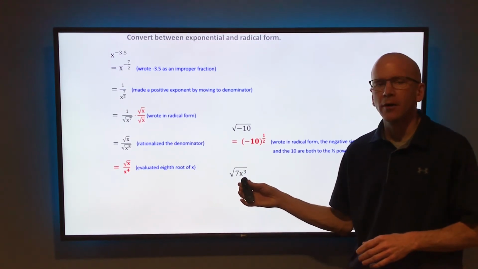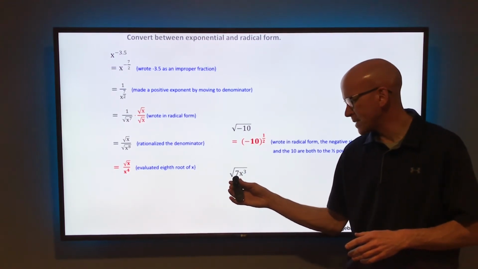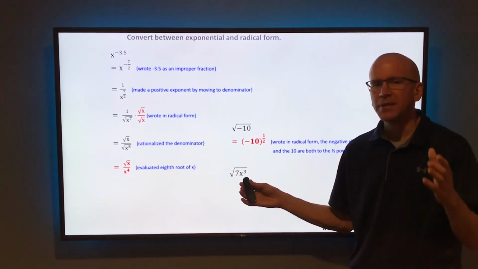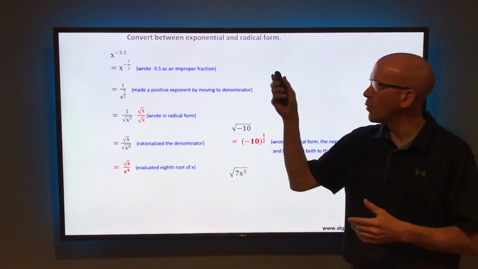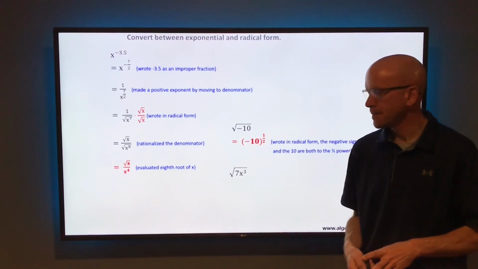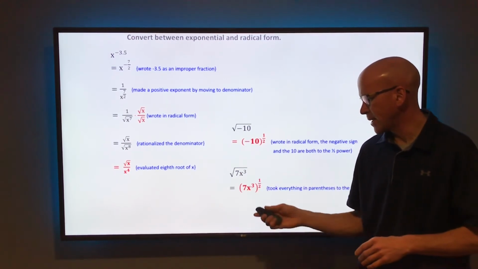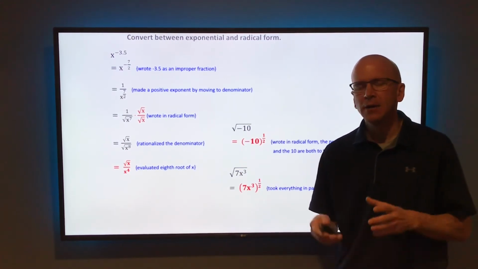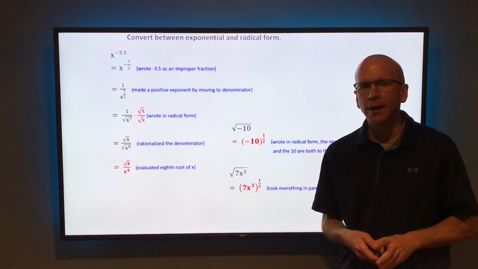If you have the square root of 7x to the 3rd, notice both the 7 and the x to the 3rd are under the radical sign. So both the 7 and the x to the 3rd would be taken to the 1/2 power if you're going to exponential form on this. So you're going to put 7x to the 3rd in parentheses, and you're taking that whole thing to the 1/2 power.